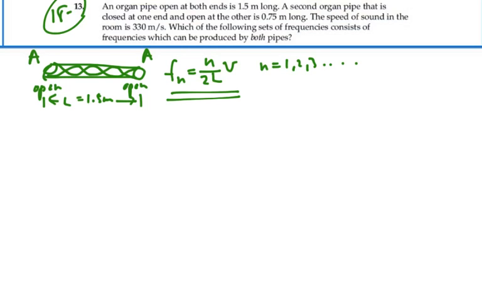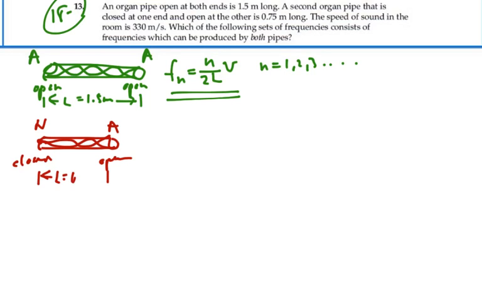Let's take a look at the other pipe. We've got a closed end, open end pipe. So we're going to have an antinode at the open end, a node at the closed end, and so I might have something that looks like this. And the length of this is 0.75 meters.